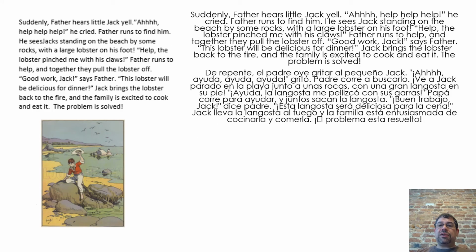Suddenly, Father hears little Jack yell, "Help! Help! Help!" he cried. Father runs to find him. He sees Jack standing on the beach by some rocks with a large lobster on his foot. "Help! The lobster pinched me with his claws." Father runs to help, and together they pull the lobster off. "Good work, Jack," says Father. "This lobster will be delicious for dinner." Jack brings the lobster back to the fire, and the family is excited to cook and eat it. The problem is solved.